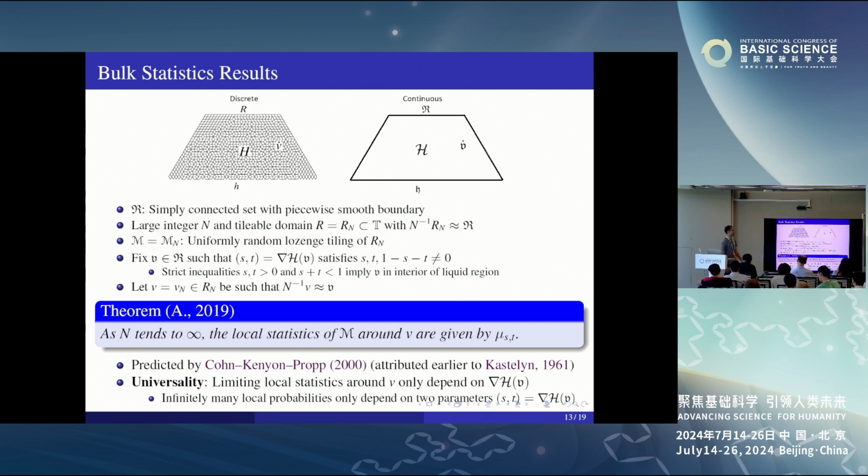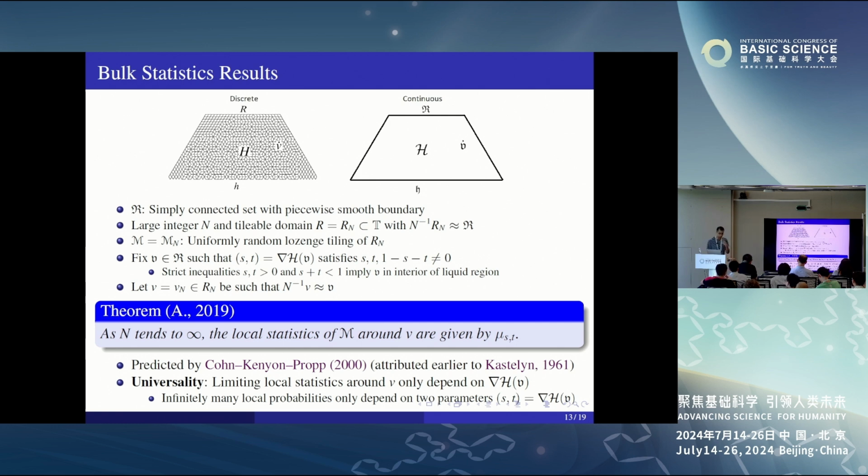Now the statement is, as n tends to infinity, the local statistics of this random tiling around my point V are given by this translation invariant ergodic Gibbs measure μ(s,t). So if I take a domain, an order 1 neighborhood of V, I first let n tend to infinity, and then I let this neighborhood tend to infinity. I'll get some random tiling of the full plane, and that random tiling is exactly this μ(s,t).